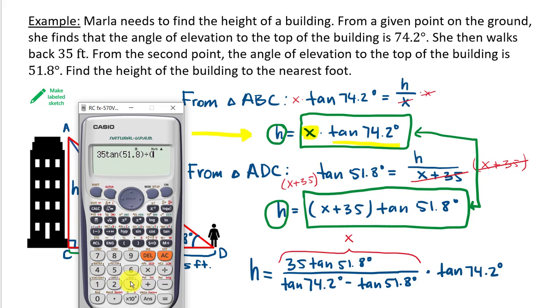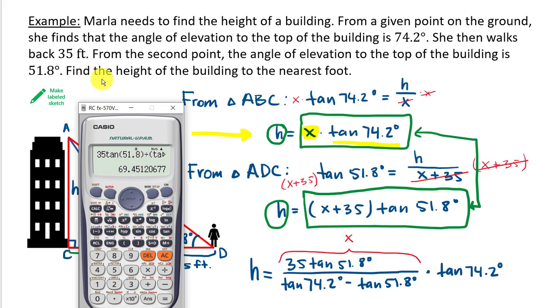So I'm opening parentheses, then I start typing tangent of 74.2 degrees. I close parentheses for degrees. Then I subtract another tangent of 51.8 degrees. I close parentheses for the degrees, and now I close parentheses for the denominator. And then all that has to be multiplied by tangent of 74.2 degrees. And that's what I got. That is the value of h.